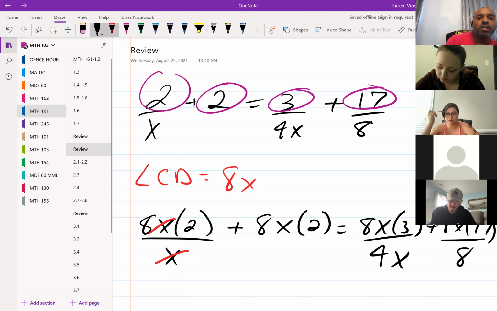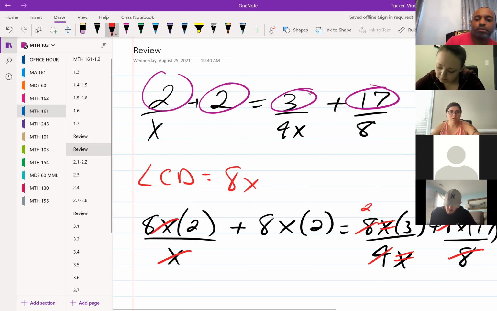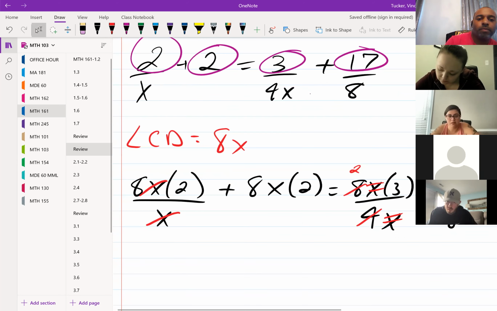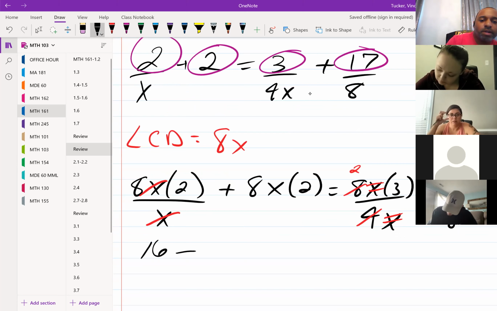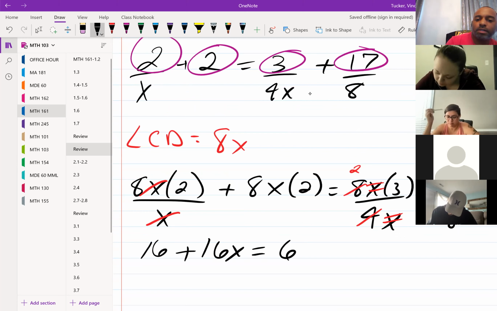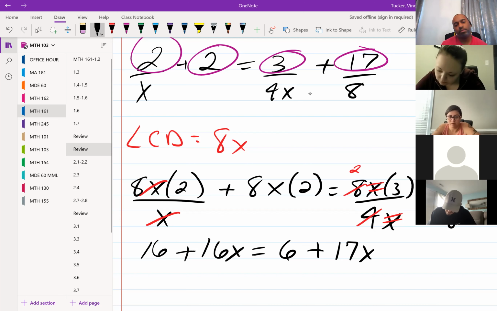Thank you. All right. And then the 4 goes into 8, leaves you with 2. This x cancels completely. And this 8 cancels. So 8 times 2 is 16. 8x times 2x, 16x. Now, all that's left here is 2, so that's 2 times 3, which is 6. And then x times 17, 17x. All right, any problems with anything? Everybody good?